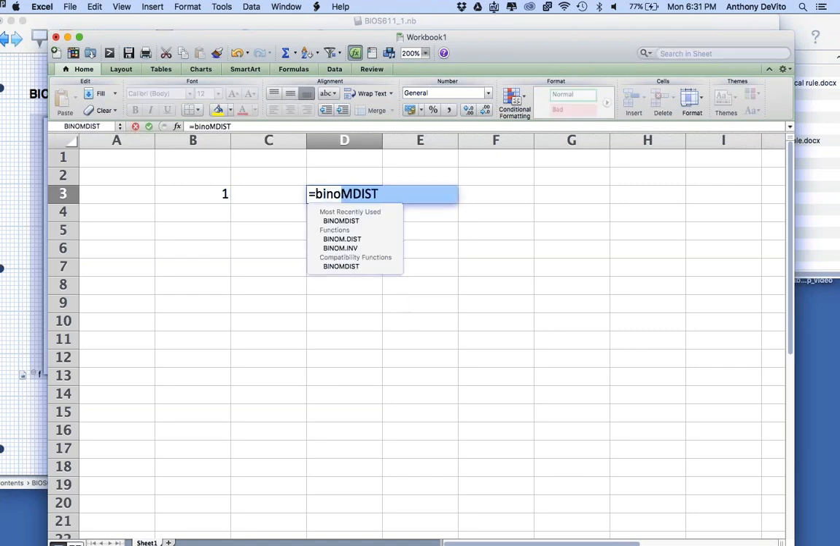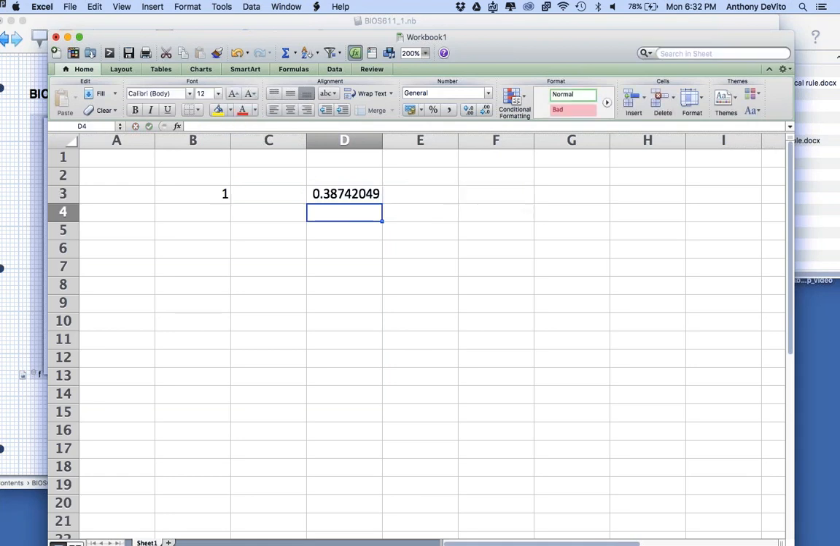Equals binomial dist. If you've got your own computers, you can go ahead and do this also. Binomial dist, parentheses. How many successes? 1 success. Instead of writing in 1, I'm going to click on the 1 here. It's the same thing. Comma, trials is 10, not going to change. Comma, probability is 0.1. Comma, and cumulative, again, I'm going to write false. Close parentheses. This presumably is the most likely outcome. And it's about 38% of the time we'll get 1 person out of 10 if we select 10 people randomly.